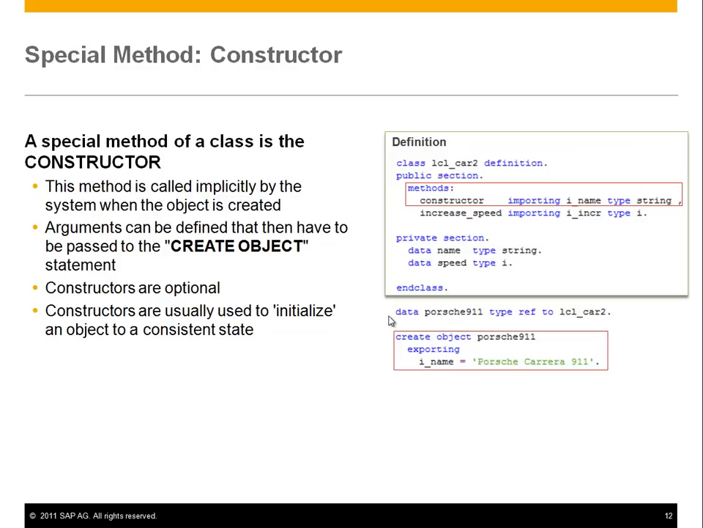So that's where you specify the name. The point is, why do you need a constructor? Really, first of all, they are optional. You don't need to do that. But they're usually used to initialize an object to some consistent state.